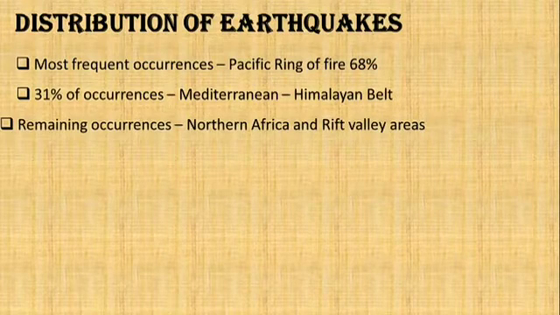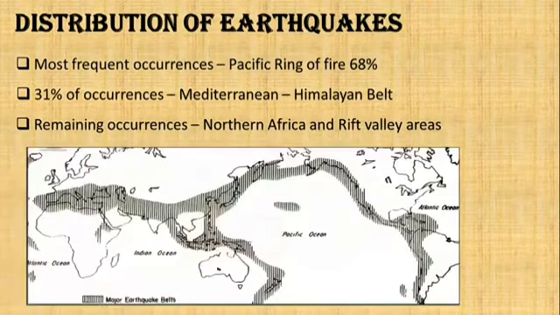In India, the Himalayan region and the Ganga-Brahmaputra Valley are prone to earthquakes, some of which were severe. Here, you can see the distribution of earthquakes around the world.